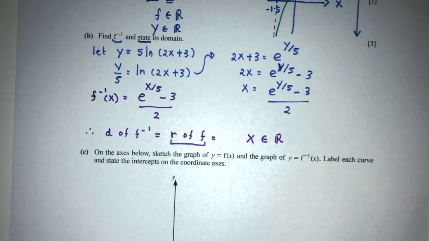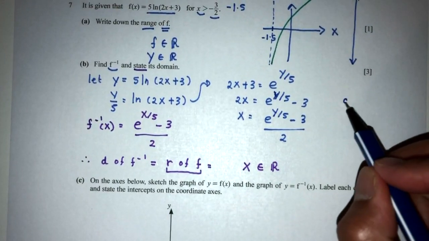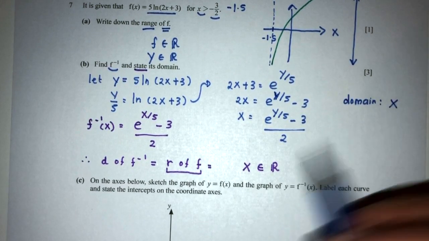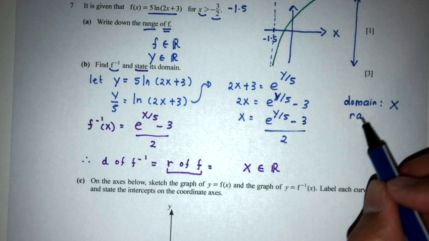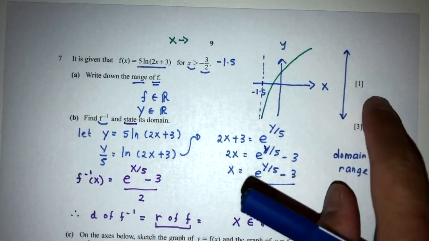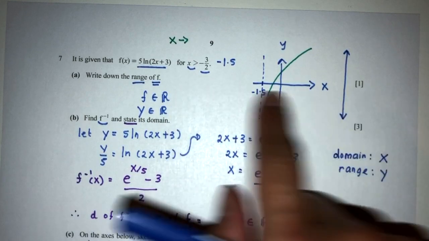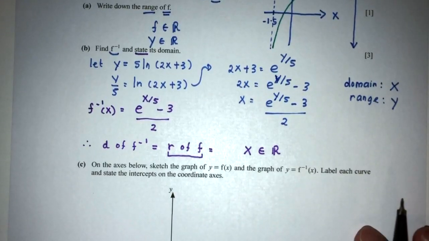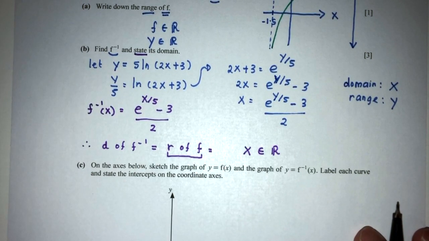So you always have to remember, whenever we have to describe domain, it is taken as x values, and the range will be the y values. So domain will be these values in the horizontal direction, and range will always be in the vertical direction. That's the idea to describe your domain and range.